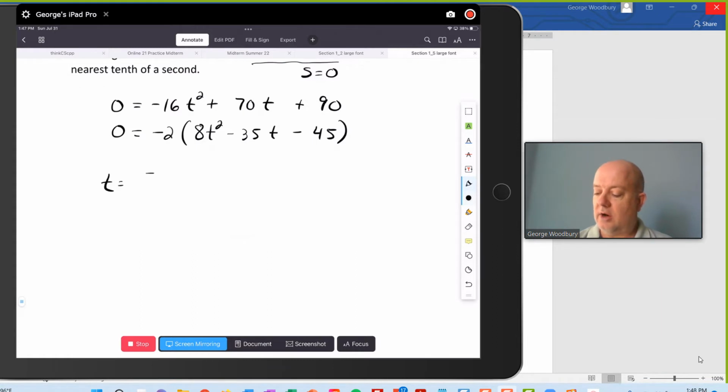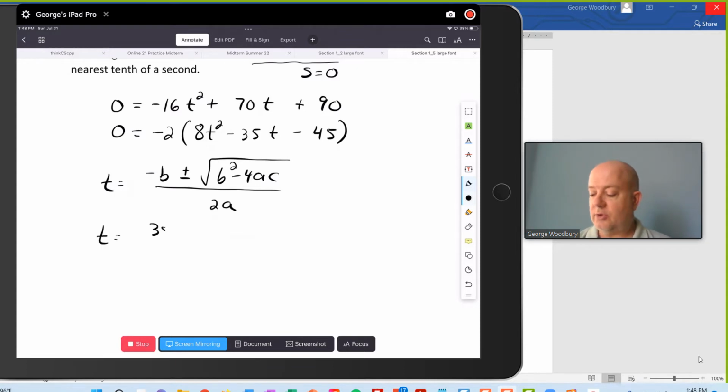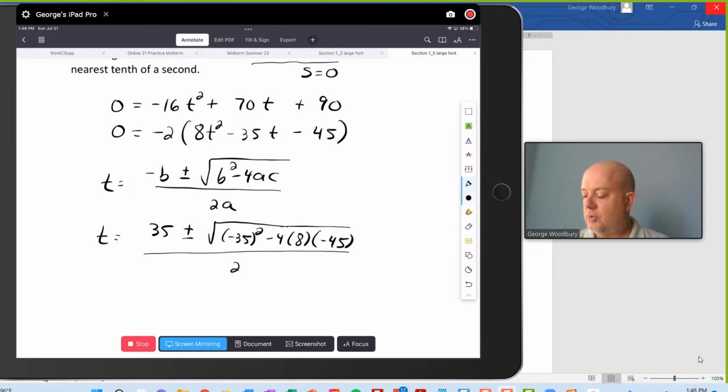t equals the opposite of b plus or minus the square root of b squared minus 4ac, all over 2a. t equals the opposite of b, the opposite of negative 35 is 35, plus or minus the square root of negative 35 to the second power minus 4 times 8 for a times negative 45 for c. And that's all over 2 times a, or 2 times 8.